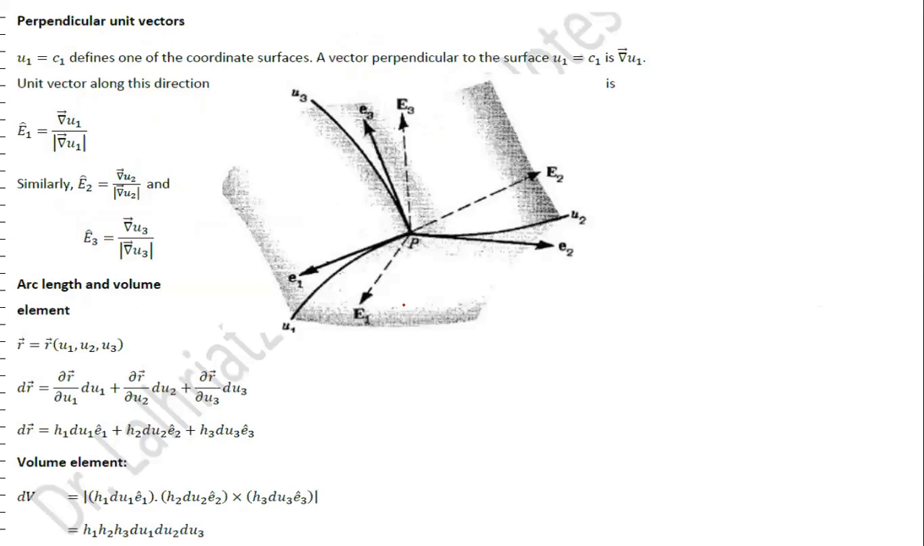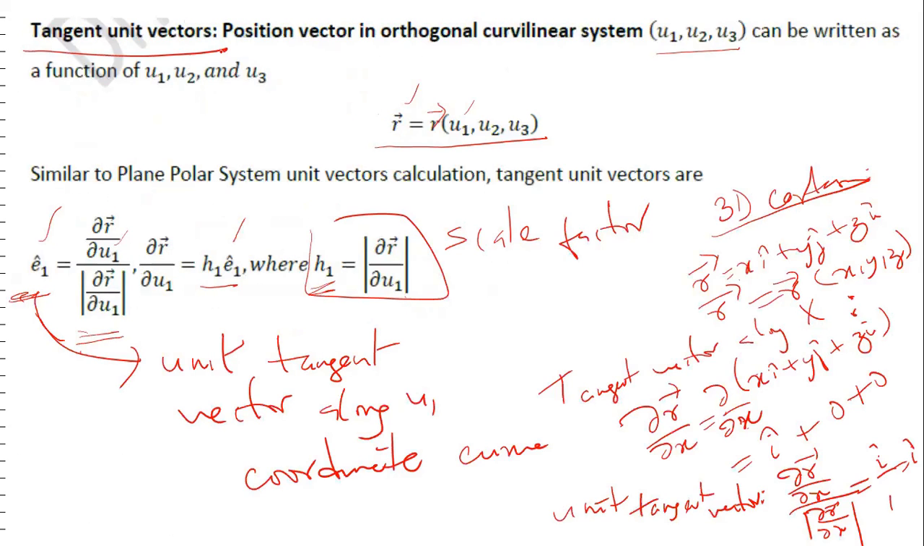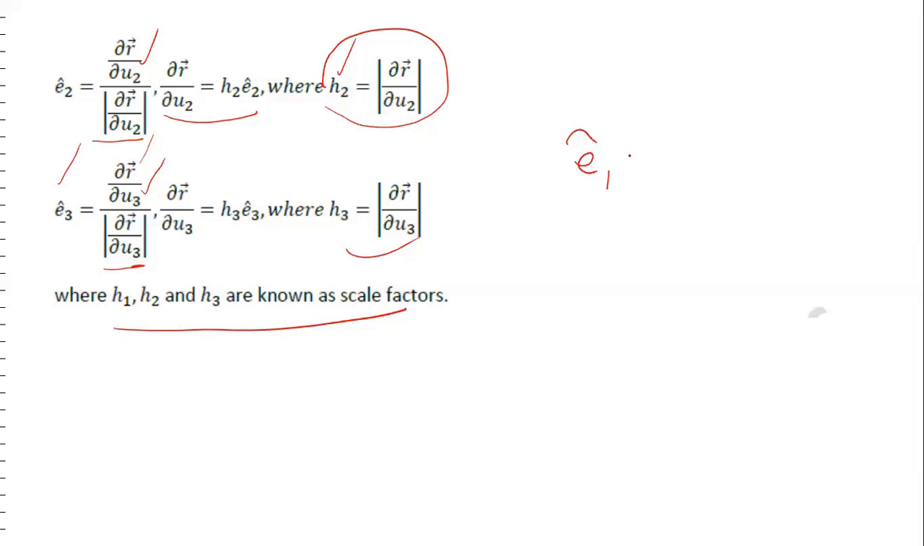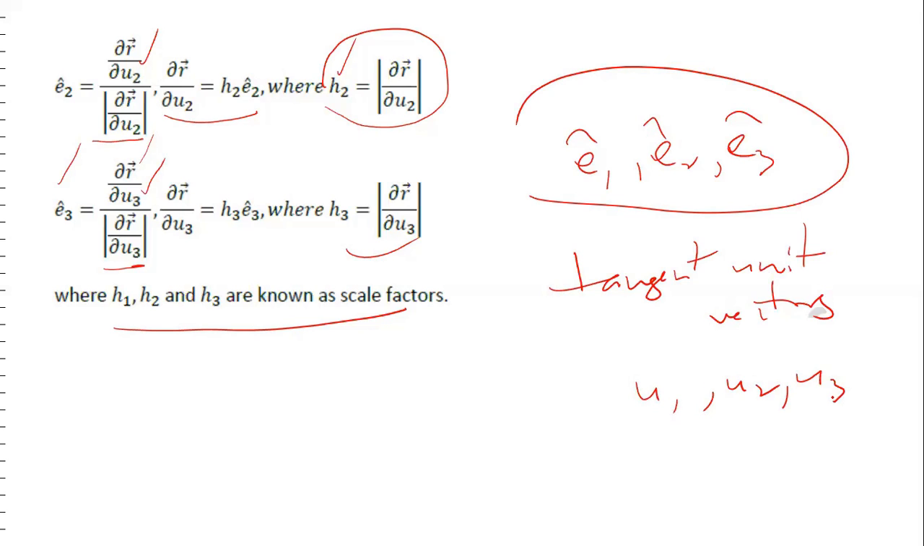As you see, these are the set of unit vectors e1 cap, e2 cap, e3 cap. They are the set of unit vectors known as tangent unit vectors. They are unit vectors which are tangential to the coordinate curves u1, u2, u3.